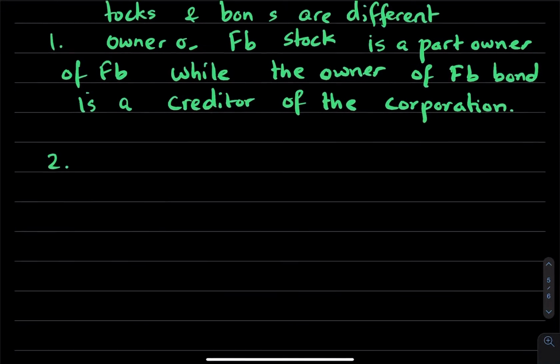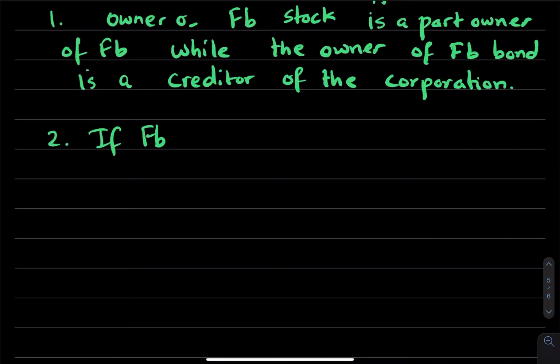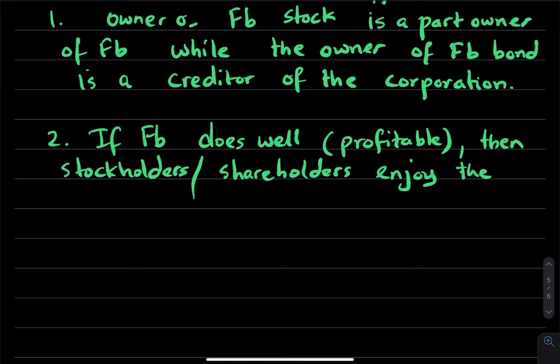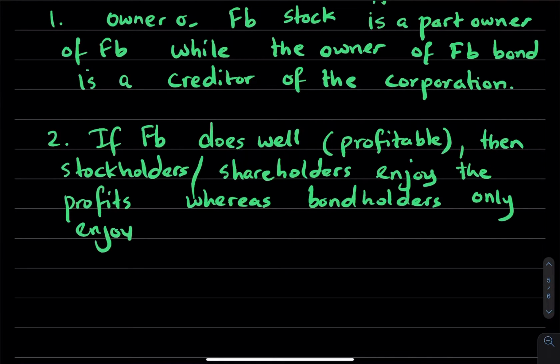The second difference is that if Facebook does well, which means that it becomes profitable in the future with whatever business it was going to invest in, then stockholders or shareholders enjoy the profits. Whereas bondholders only enjoy the fixed interest.